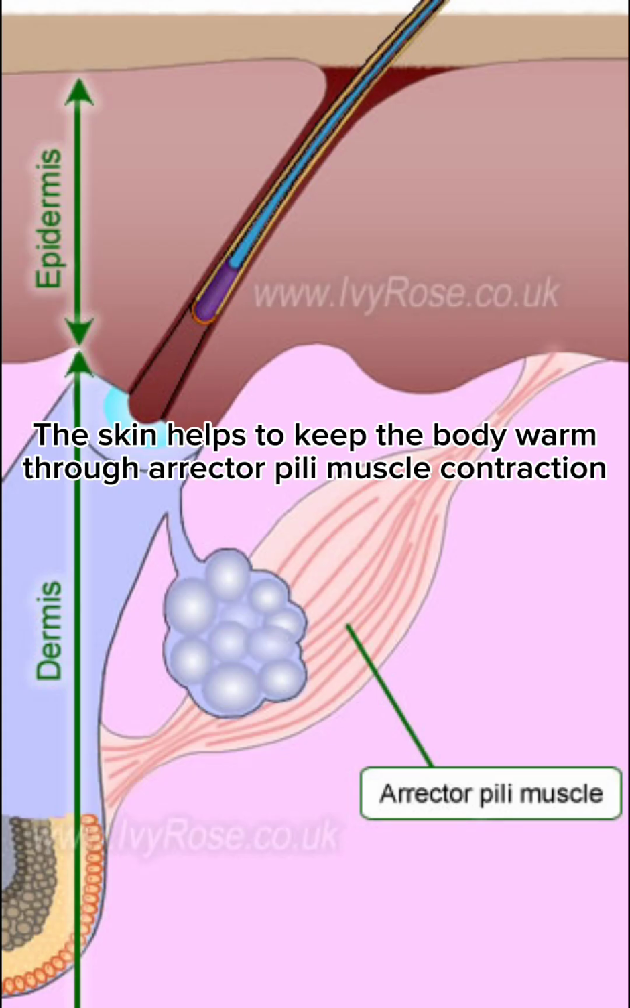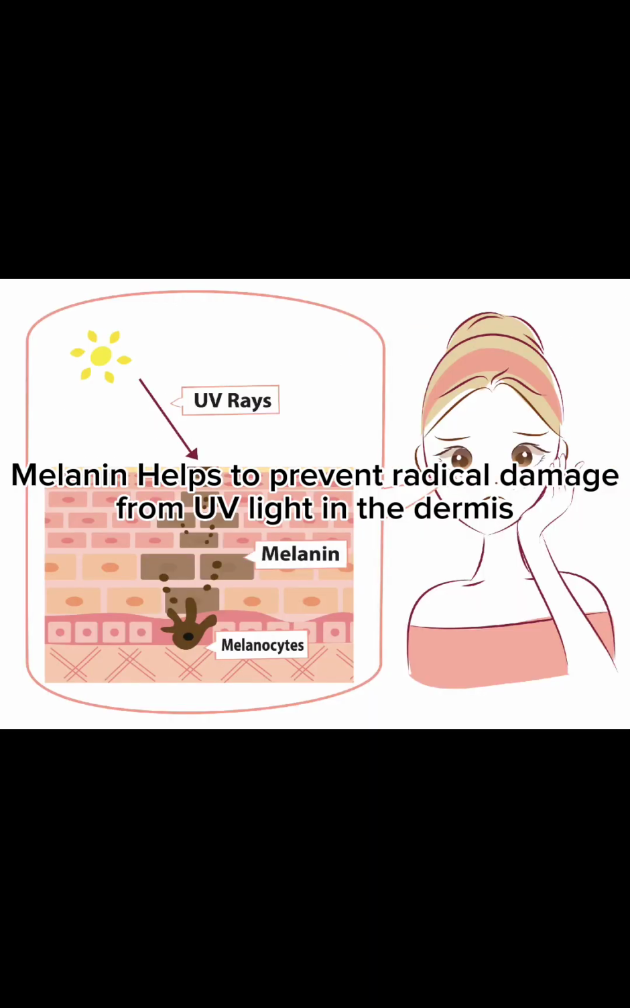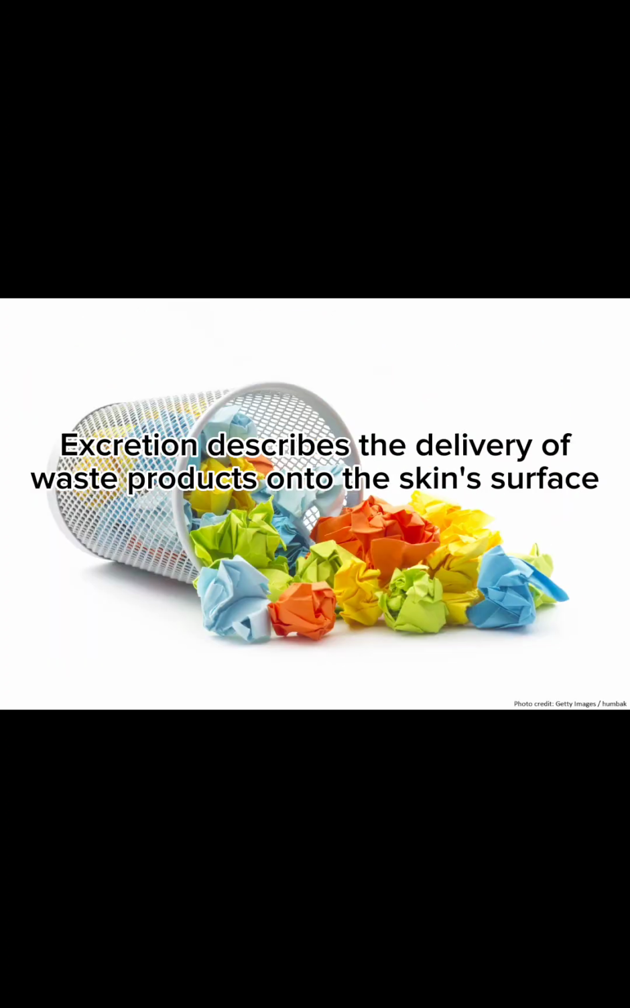The skin helps to keep the body warm through erector pili muscle contraction. Sebum is deposited on the surface of the skin to help keep it moisturized. Melanin helps to prevent radical damage from UV light in the dermis. Excretion describes the delivery of waste products onto the skin's surface.